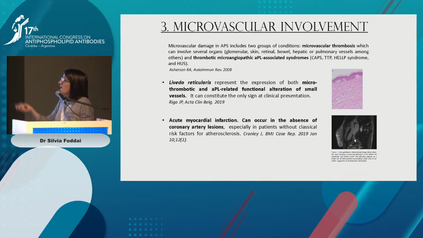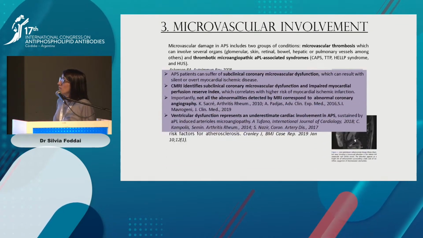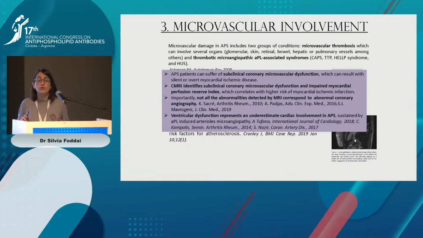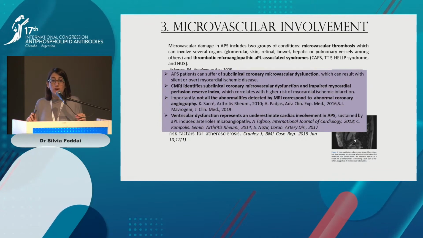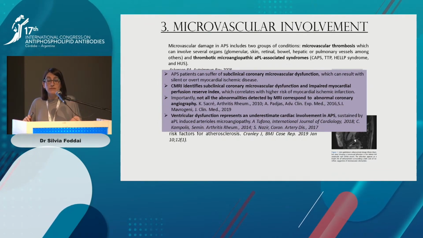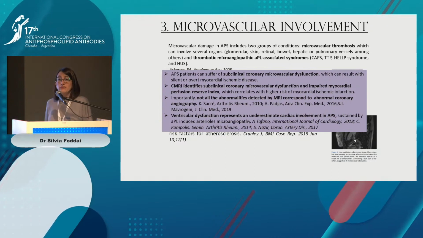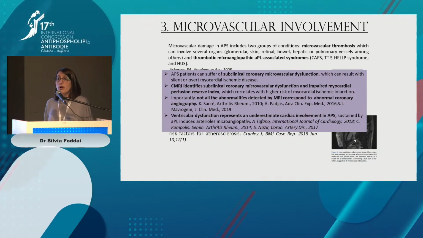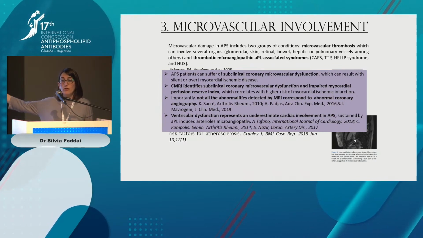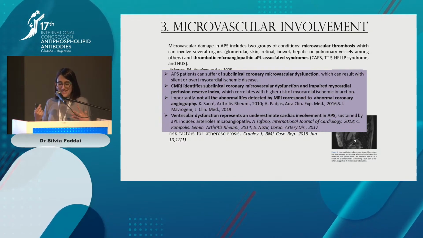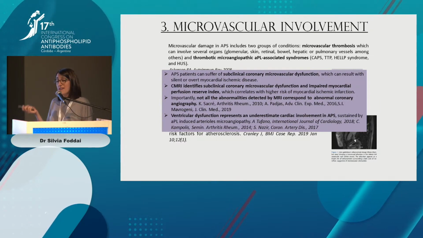microvascular involvement. When it comes to myocardial infarction, we have to know that APS patients might have normal coronary arteriography, but they can have a microvascular involvement which determines the development of a myocardial infarction. And moreover, due to the myocardial involvement, we can have a dysfunction in the ventricle, and so the best way to assess whether or not we've got microvascular involvement in APS is through a cardiac MRA.